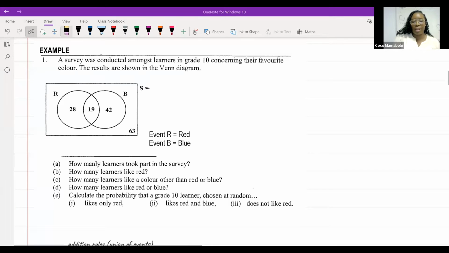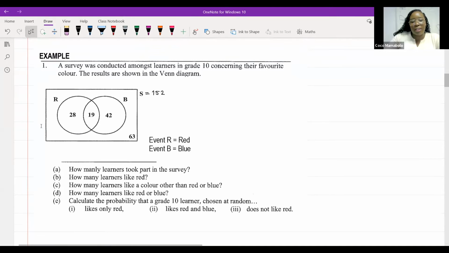Okay, so we know that our sample size is 152, and you're going to need that to calculate the probability. A survey was conducted amongst learners in grade 10 concerning their favorite color. The results are shown in the Venn diagram. The first question says, how many learners took part in the survey? Thank you, Kuhle, for giving everybody the answer, 152. The way we figured that out is just by adding all the numbers together.